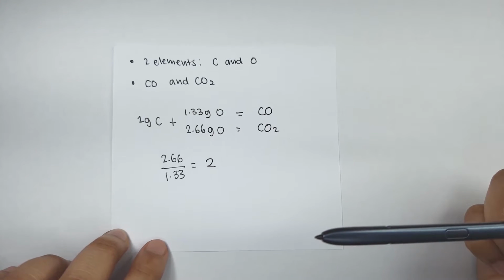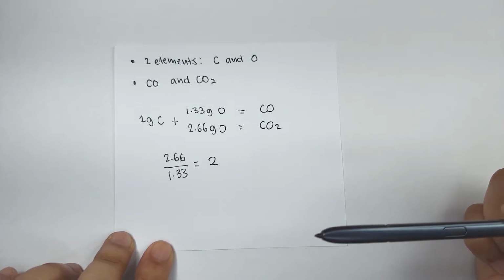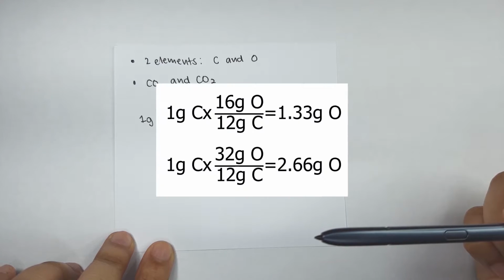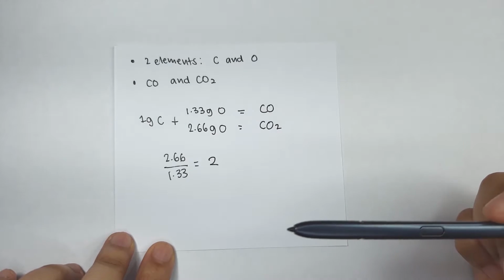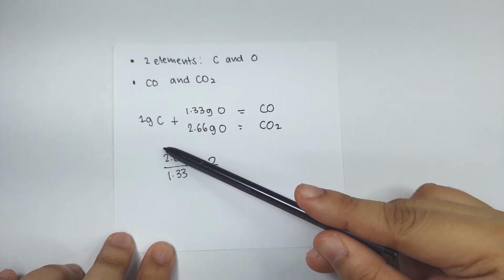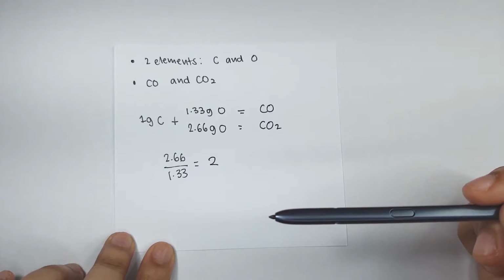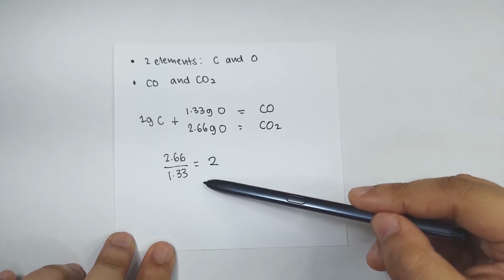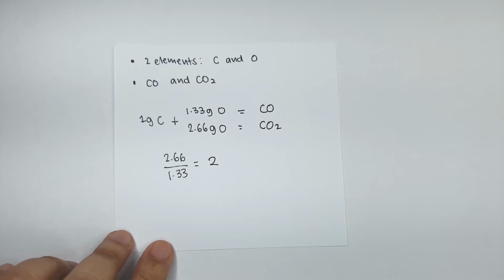These values are computed values. So, the solution is this. Next, if you take the ratio of 2.66 and 1.33, the ratio you get is 2, which is a small whole number.